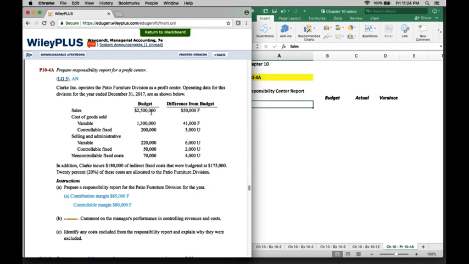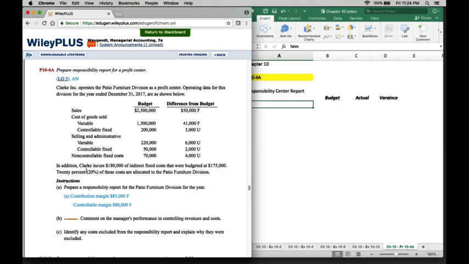Budgeted sales was 2.5 million. Cost of goods sold, the variable portion, was 1.3 million. Controllable fixed cost was 200,000. Selling and administrative expenses, variable, was 220,000. Controllable fixed is 50,000. Non-controllable fixed cost is 70,000. And they've told us which of these numbers were favorable or unfavorable.